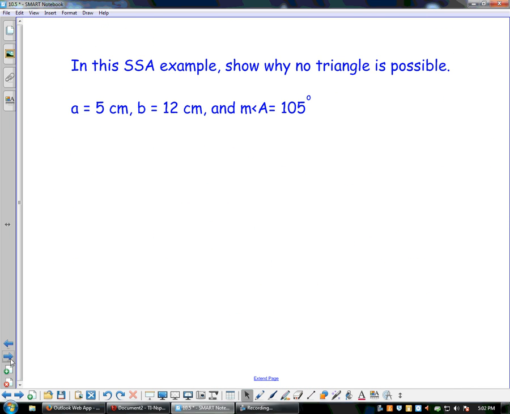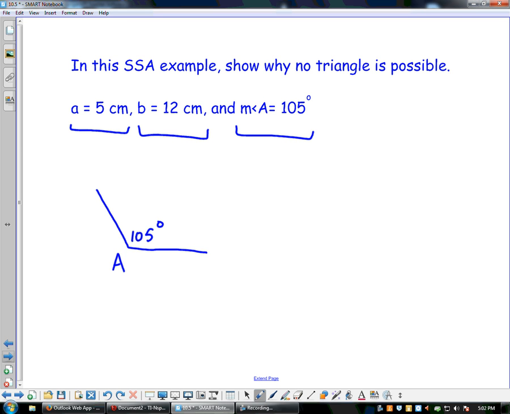Okay, so let's look at this example. In this SSA example, show why no triangle is possible. So if we were trying to make this triangle, we have side A is 5 centimeters, side B is 12 centimeters, and the measure of angle A is 105. So if this is the case, I'm going to try and draw angle A here that measures like 105 degrees. And I'm going to try and have the side B here.